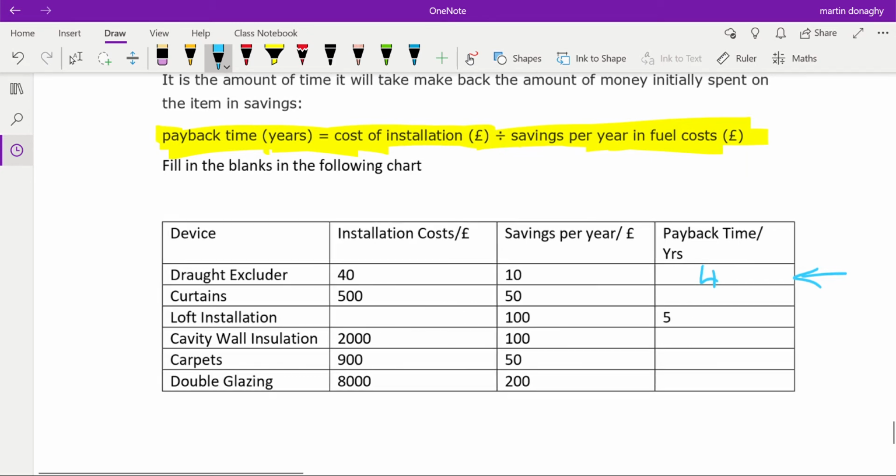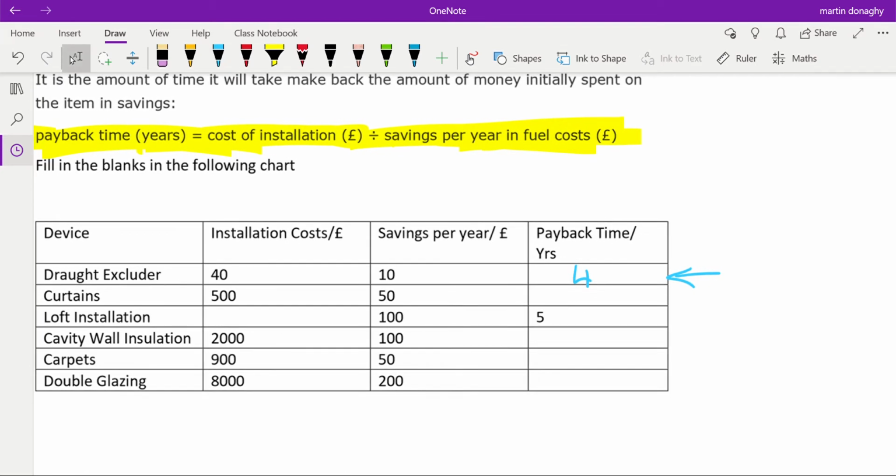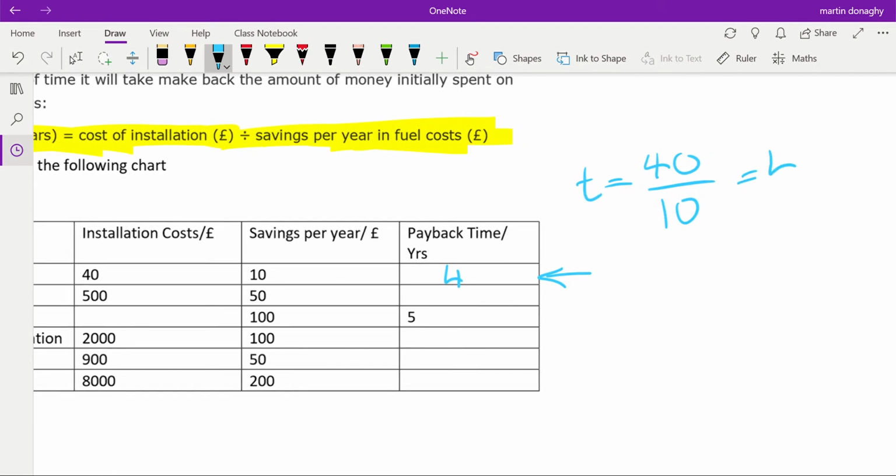But if we use our equation, payback time T is equal to the cost of insulation, which is £40, divided by the saving each year, which is £10, which gives us 4 years. Okay. What I would like you to do now is pause the video, try and fill in the rest of that table by yourself, and then unpause it and just check your answer against mine.